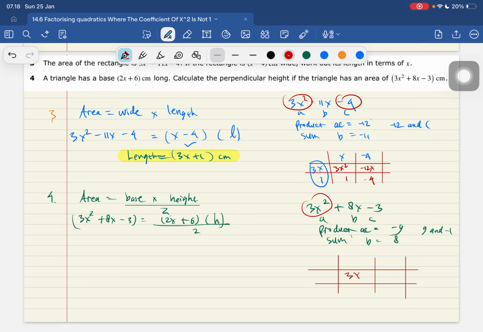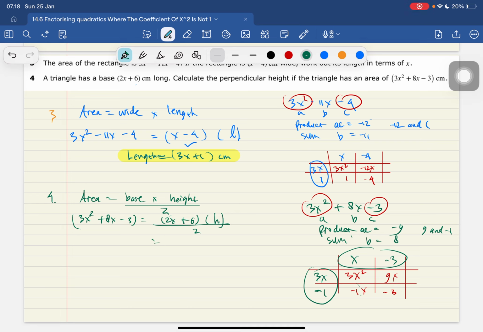Three x squared, minus 3, and here is 9x and minus 1x. Yeah, minus 3 and 9. Okay, so here is going to be minus 1, 3x. Here is 3, and not 3 it's only x. Here is minus 3. Okay, here x minus 3 and 3x.